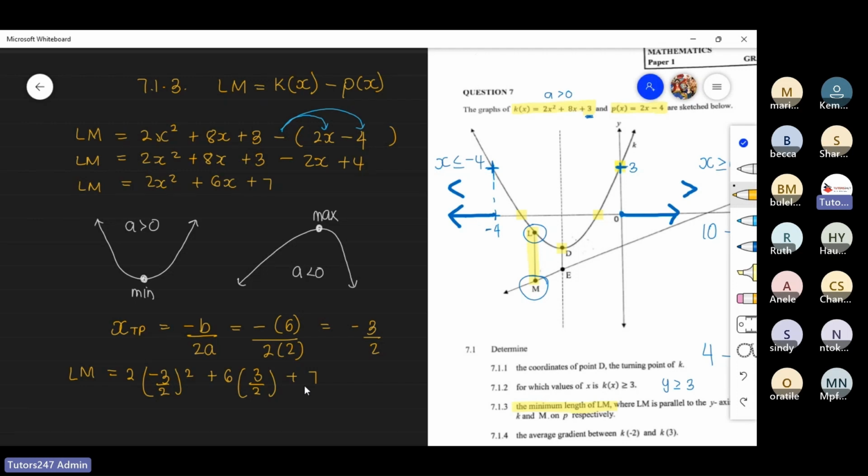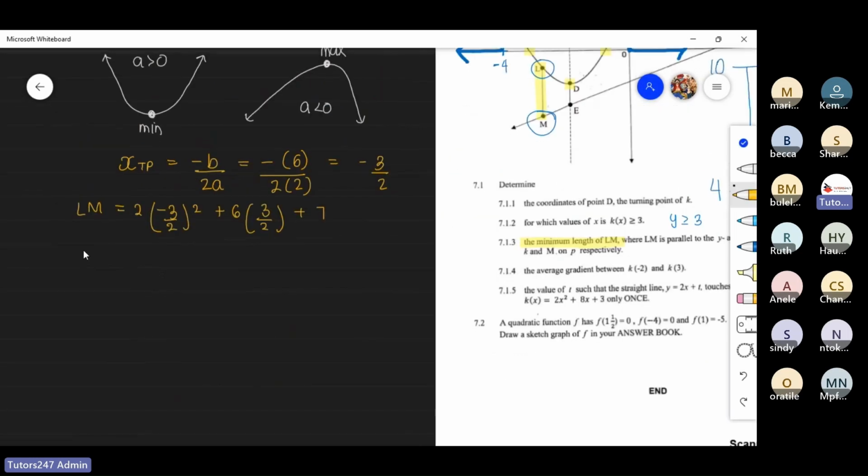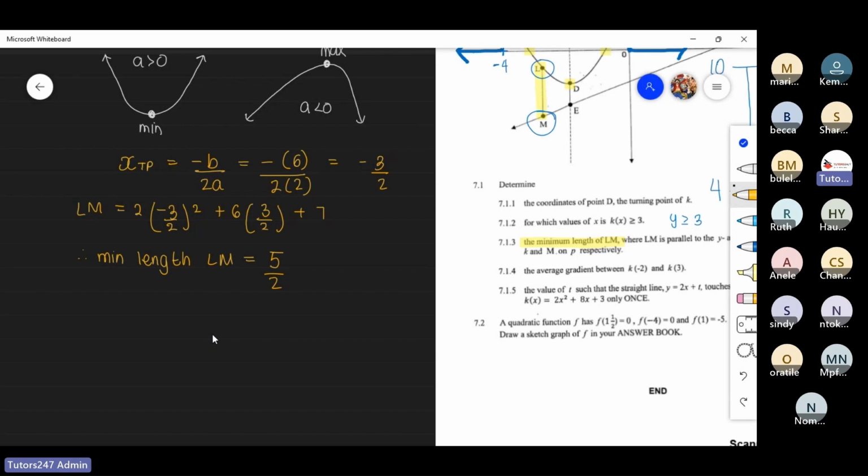Now, once you put this into your calculator, you should get a value of 5 over 2. So we can then conclude that the minimum length of Lm is therefore equal to 5 over 2. And that is our answer. You can put units if you want to, so you could have said 5 over 2 units, that's also fine. Whichever, it's completely up to you. If you wanted to leave it as 5 over 2, that's also acceptable.